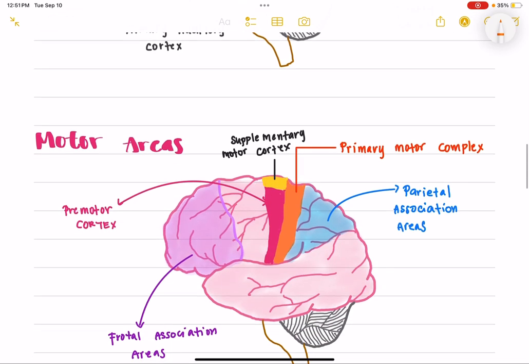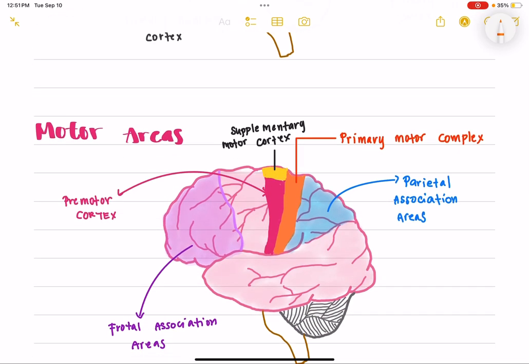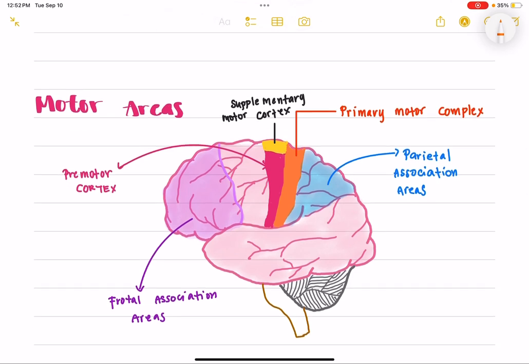Okay, so we have the motor areas. Motor areas of the cerebral cortex are involved with movement, and include regions like the primary motor cortex, the premotor cortex, and supplementary motor cortex.